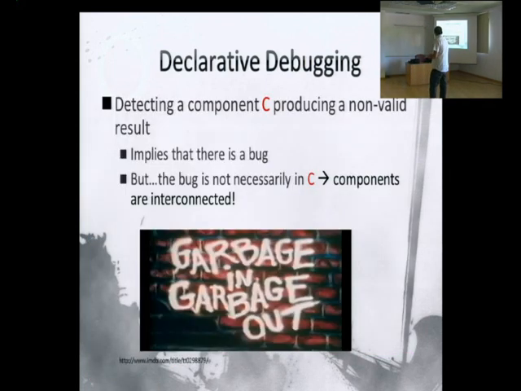So, as I said, detecting that a component C is producing an invalid result implies that there is a bug in some part of the program, but maybe not in this component, because the sentence "garbage in, garbage out" is true. Maybe the method is receiving some erroneous input, and therefore it's producing an erroneous output. Our goal is to detect components that are really wrong.